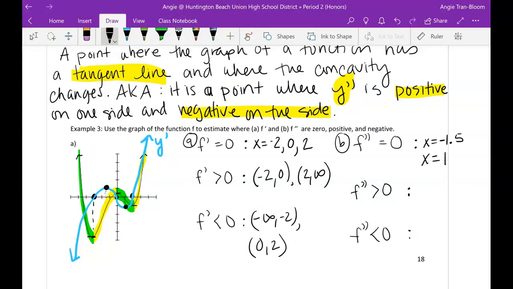Then when is f double prime greater than 0? So what does that mean? I mean when the first derivative has a positive slope.